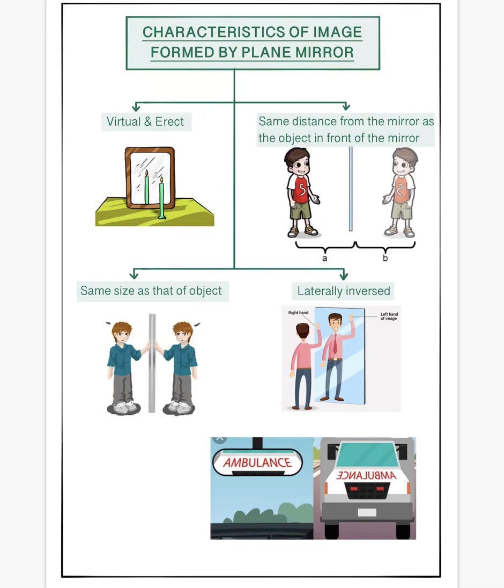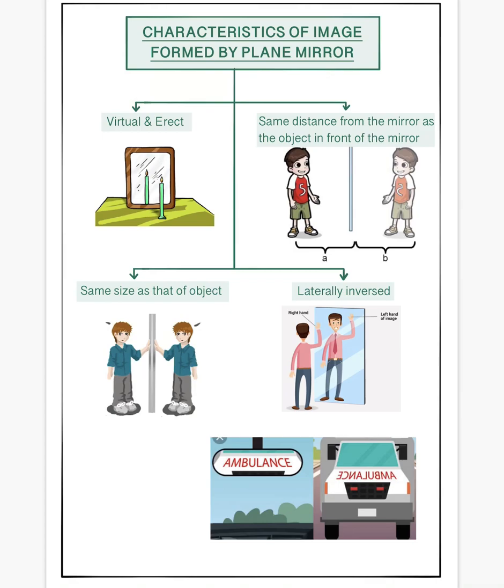What are the characteristics of image now formed by a plane mirror? I think all of you can see this answer. First thing, this candle is like this. Here the candle is also the same way. So we say this is virtual and erect. It's a virtual image and it is an erect image.